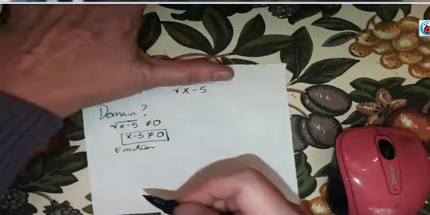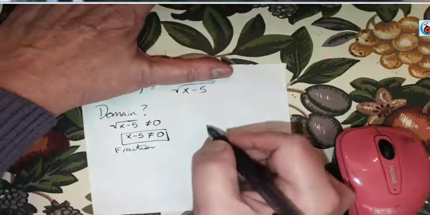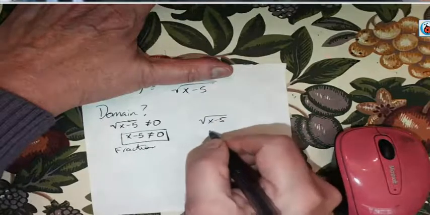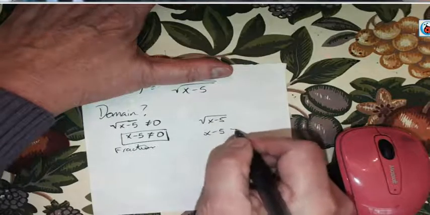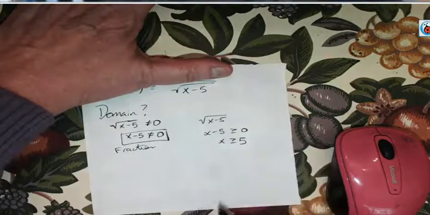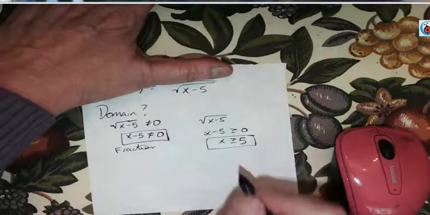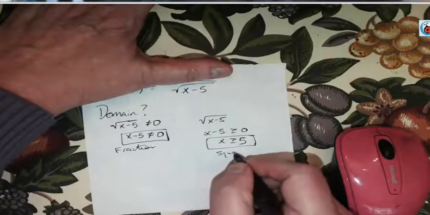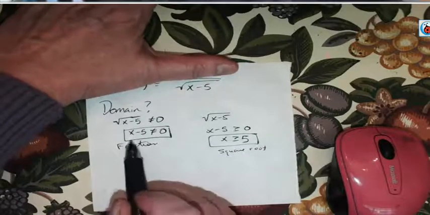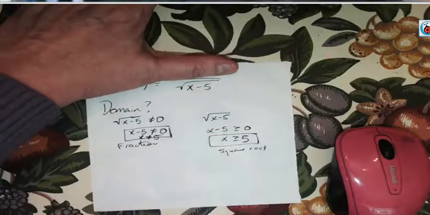But now, because that is a square root, then what's inside has to be greater than or equal to 0. So x is greater than or equal to 5. That's my restriction because it's a square root. I have to put those together. Okay, so x minus 5 is not allowed to be 0. X is not allowed to be 5.